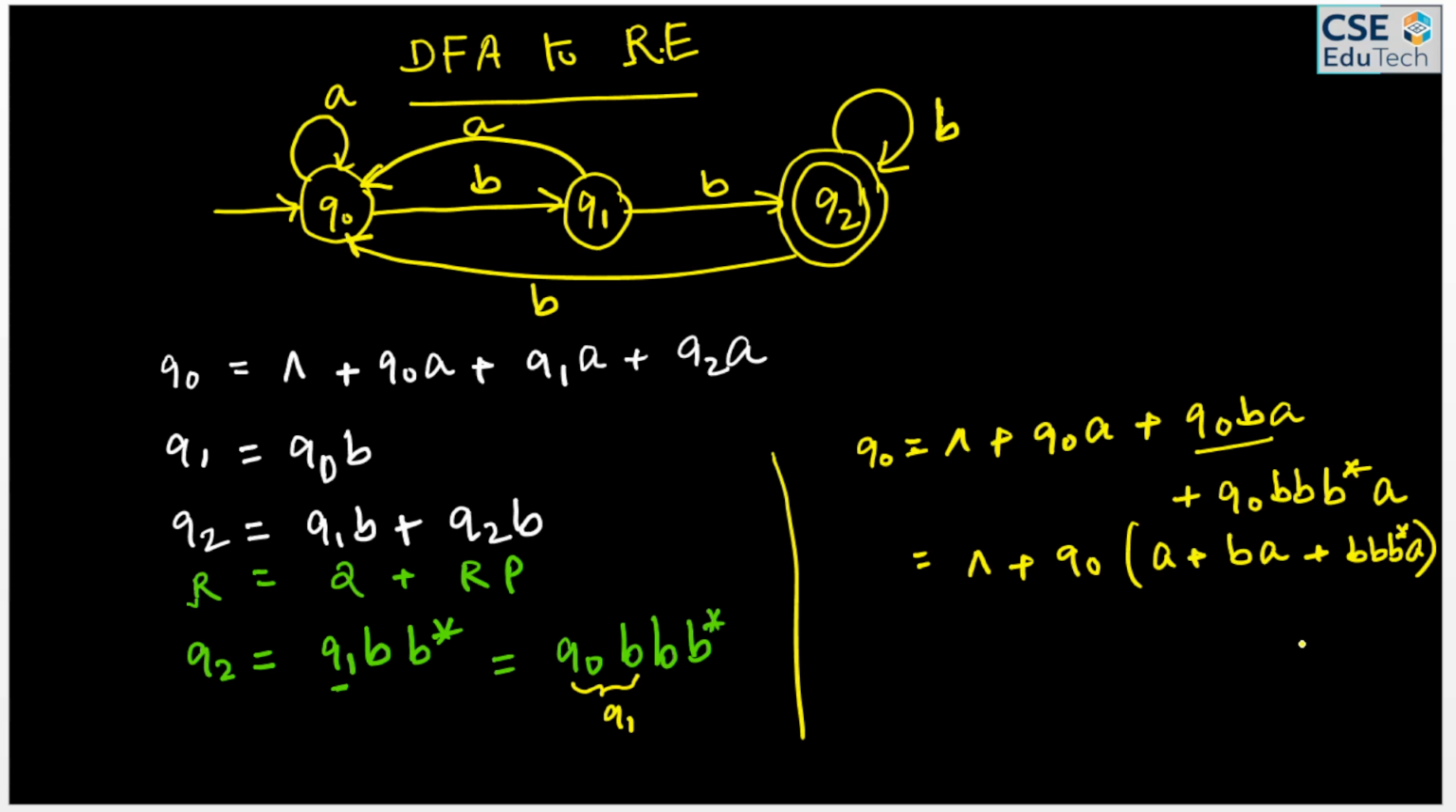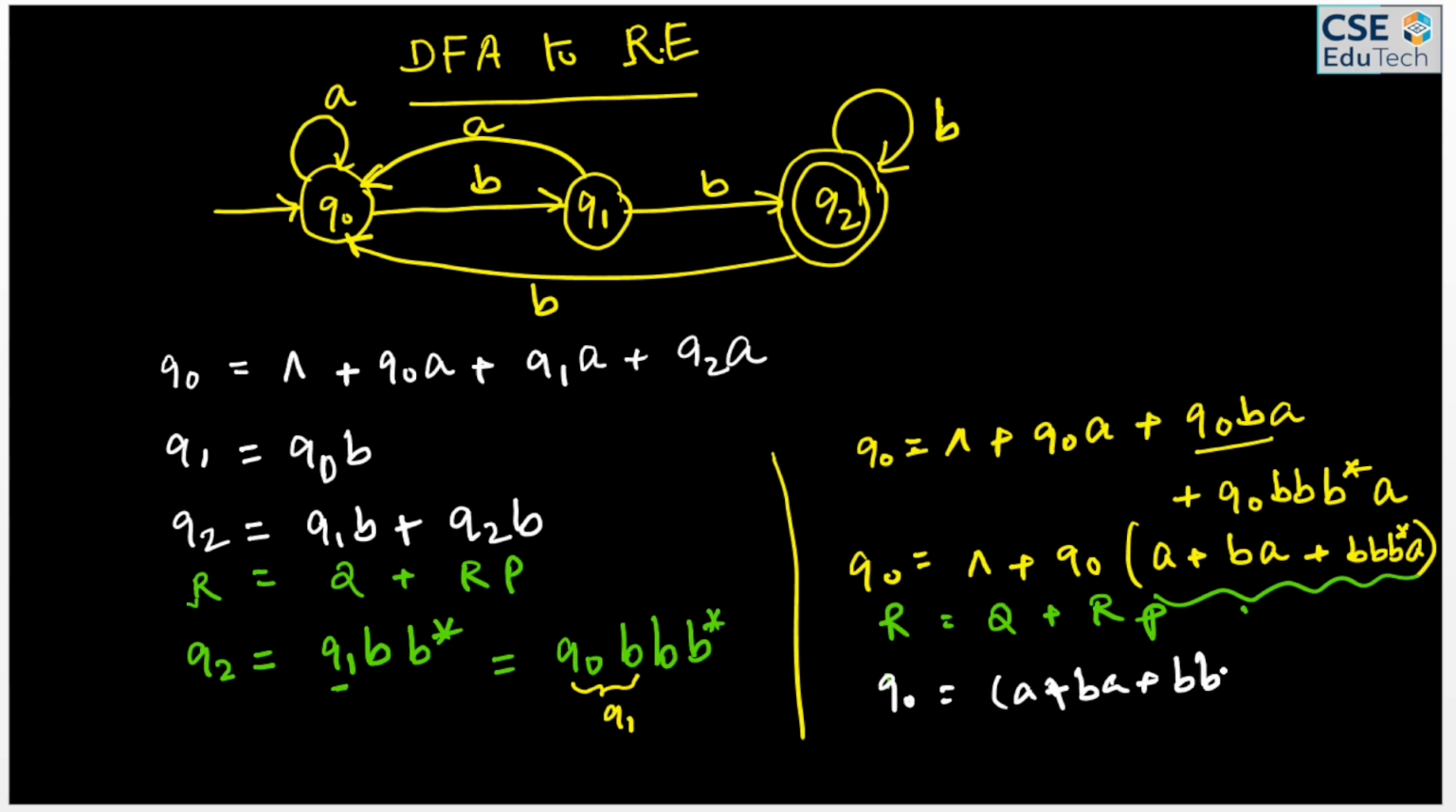So now it also satisfies the equation R equals Q plus RP. So the solution for Q naught will be QP star, that is, epsilon P star. So basically it will be equivalent to A or BA or B B star A, its whole star.